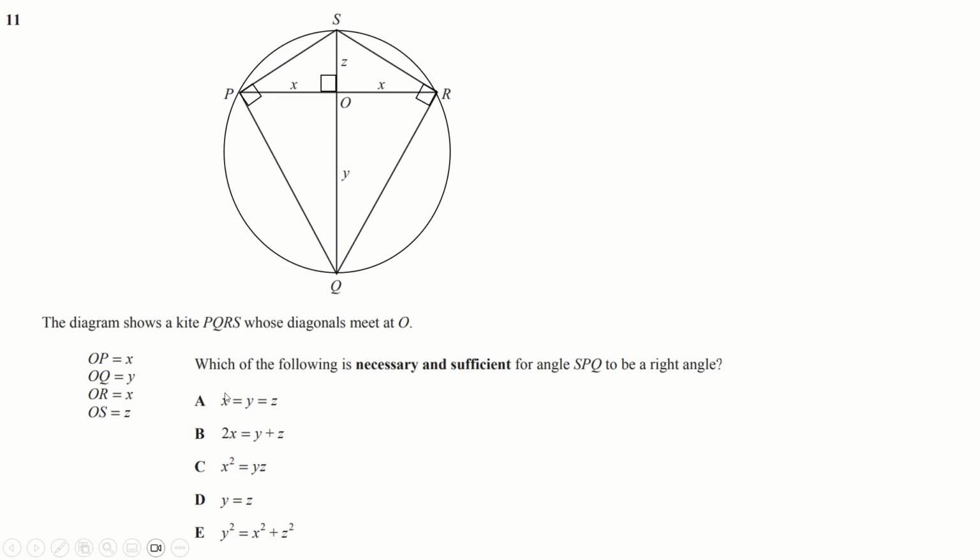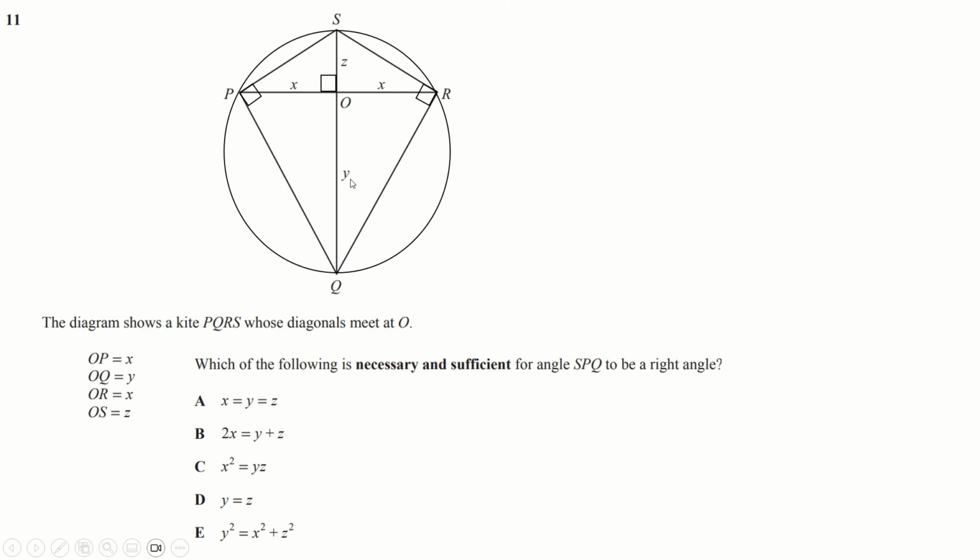So that's really helpful to know, because all I really need to do now is look through this list of things and look for the circly thing. Instead of thinking about this kite, I can just think about this circle. And this one screams out to me because this is x squared. That's x times x equals y times z. Now, x times x is here, y times z is here.